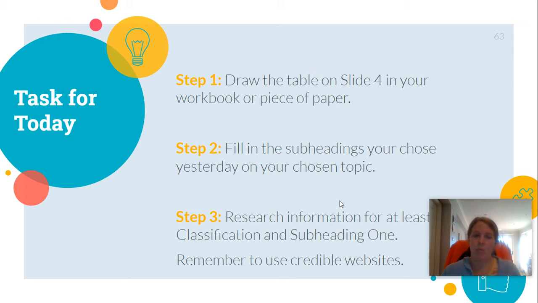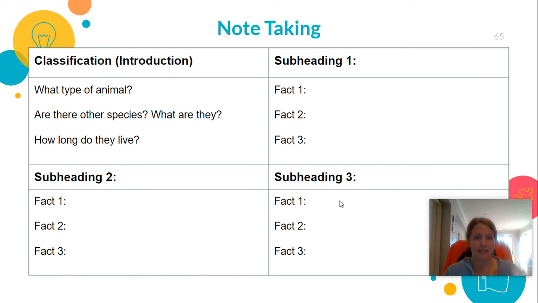First, step 1 is to draw the table on slide 4 in your workbook or on a piece of paper. Now that is this table here. So you're going to draw this up. Now you'll see that I have got classification, which is our introduction, and I've got some little helpful questions if you're not sure what to put in for your introduction.